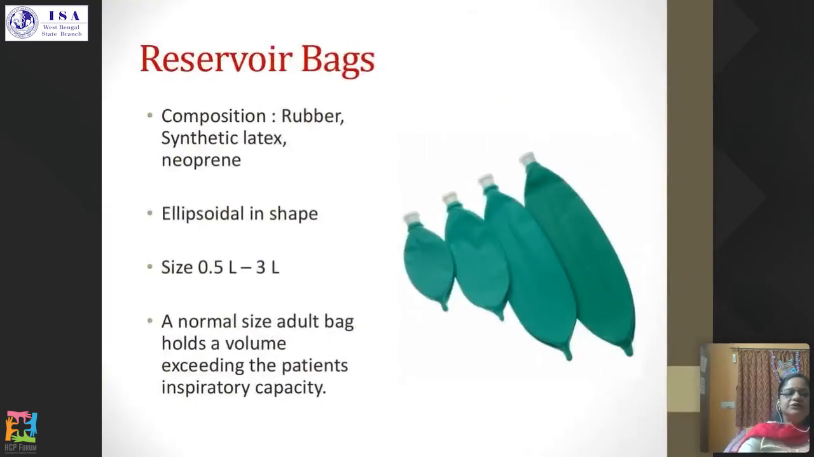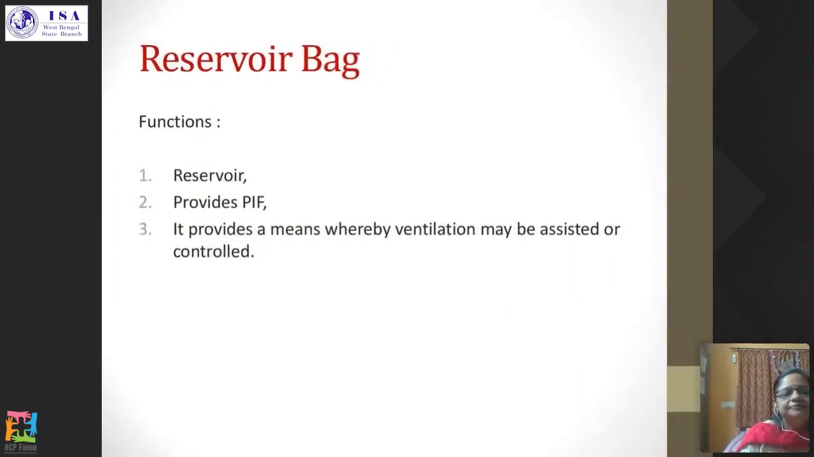Now, firstly, we'll deal with the reservoir bag. These are usually made up of rubber, synthetic latex, and neoprene. They are either round or ellipsoid in shape. Their functions: they act as a reservoir for the fresh gas flow, they provide the peak inspiratory flow, and they provide a means whereby ventilation may be assisted or controlled.